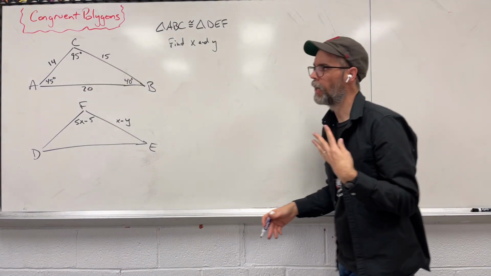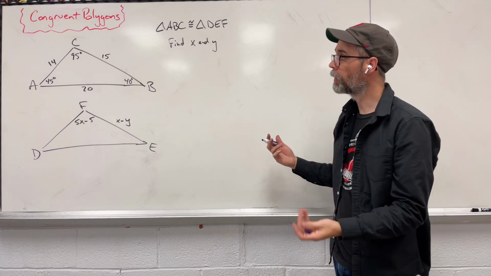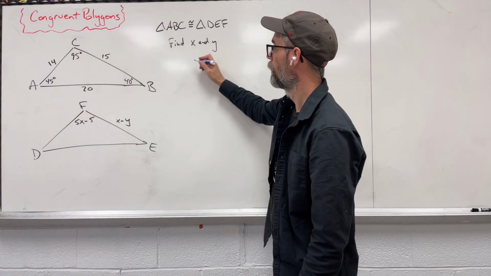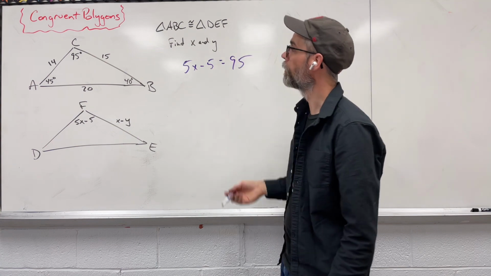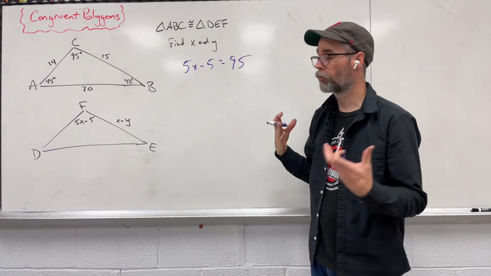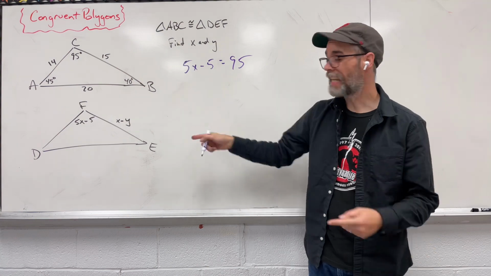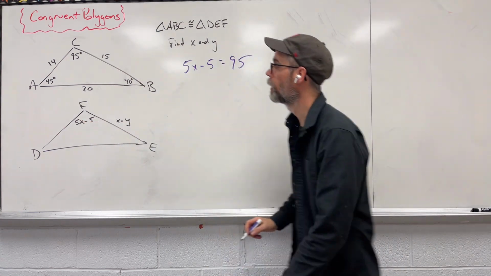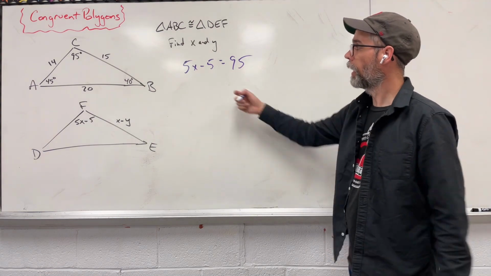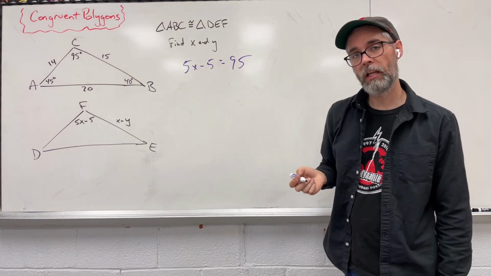Now, we have to use that to figure out what x is. So we can create an equation for that. So we'll say 5x minus 5 equals 95, because when we're dealing with congruent triangles or congruent figures, each angle matches up with another angle, each side matches up. So let's talk about the angle first. Okay, we got that. Let's get inverse operations and take care of that x.